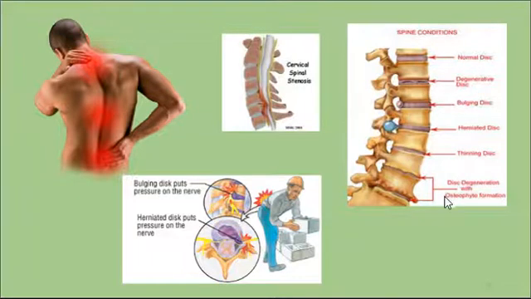This picture here goes over different types: the normal disc, degenerative, bulging, herniated, thinning, osteophytes on here, which can compress the nerve. This shows you the cervical spinal stenosis, which can actually, the stenosis can be anywhere in your spine.